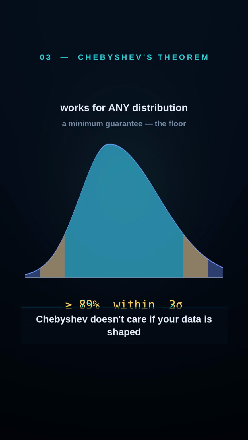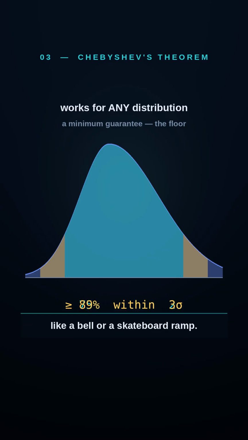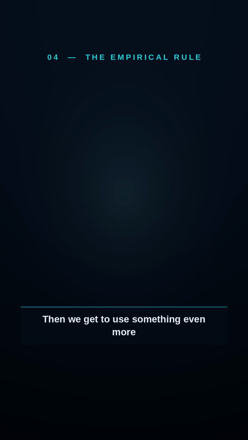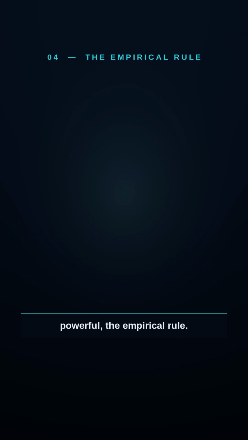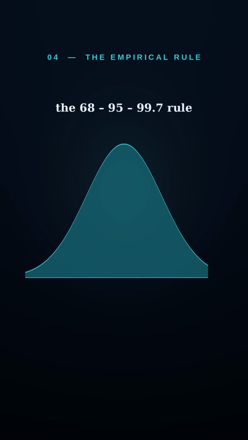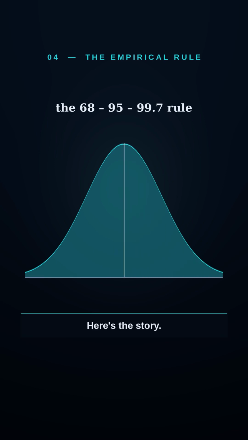Chebyshev doesn't care if your data is shaped like a bell or a skateboard ramp. It works for any distribution. That's its superpower. Now, what if your data is shaped like a bell? Then we get to use something even more powerful, the empirical rule. And this one has a nickname, the 68-95-99.7 rule. Here's the story.